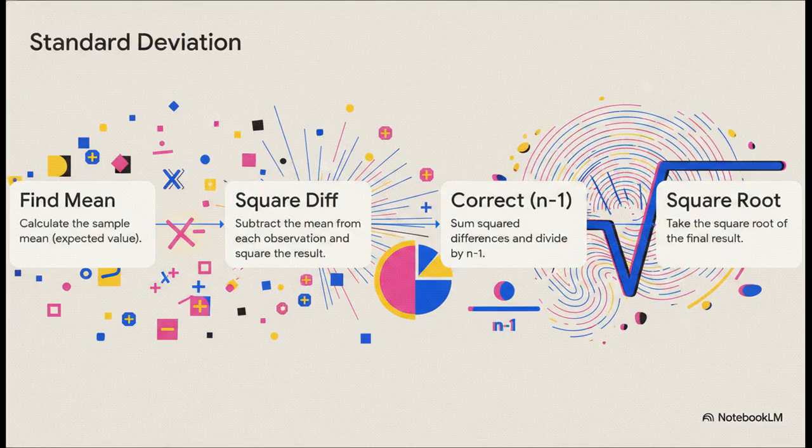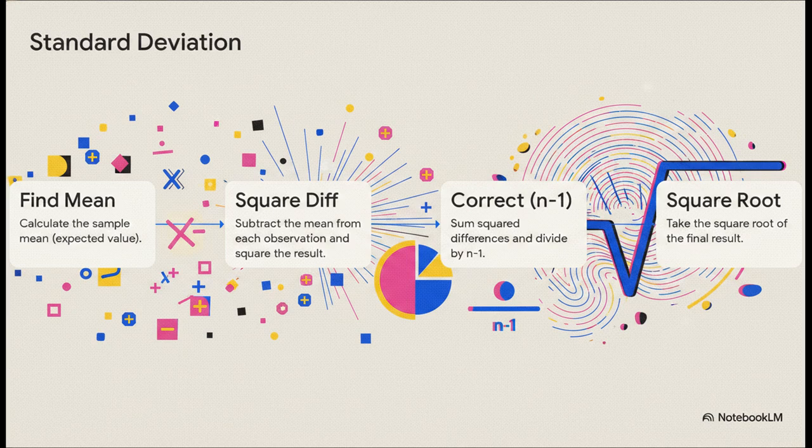Let's look closely at standard deviation. It's beautifully simple, just a 4-step process. First, we calmly find our mean. Second, we take each individual observation, subtract our mean from it, and square that result so that any negative differences become positive. Third, we carefully add all those squared differences together.